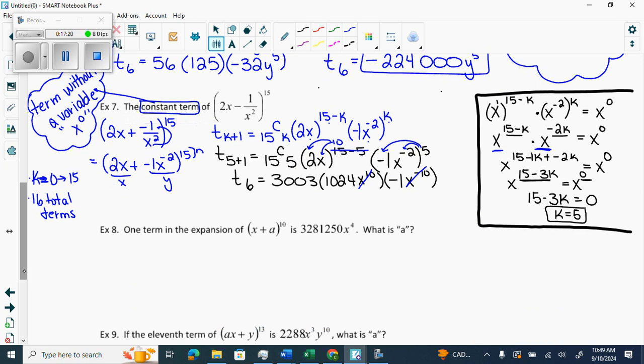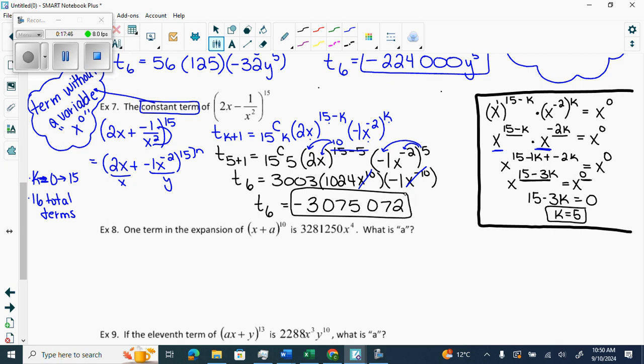So then we do 3003 times 1024 times negative 1, and T6 equals what? Negative 3,075,072. And the x's are gone, right? Which makes this a constant. So there's my answer. What if I asked for the term number of the constant? What would your answer be? It'd be 6. Term 6.